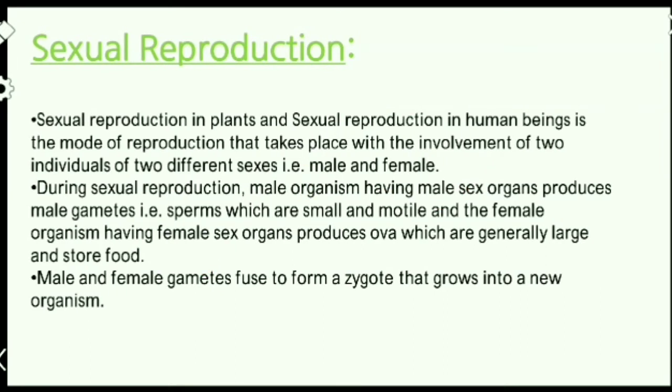Let us now have a brief note on sexual reproduction in human beings. During sexual reproduction, male organisms having male sex organs produce male gametes such as sperms, which are small and motile, and the female organisms having female sex organs produce ova, which are generally large and store food. Male and female gametes fuse together to form a zygote that grows into a new organism. This is the basic process of sexual reproduction in human beings.